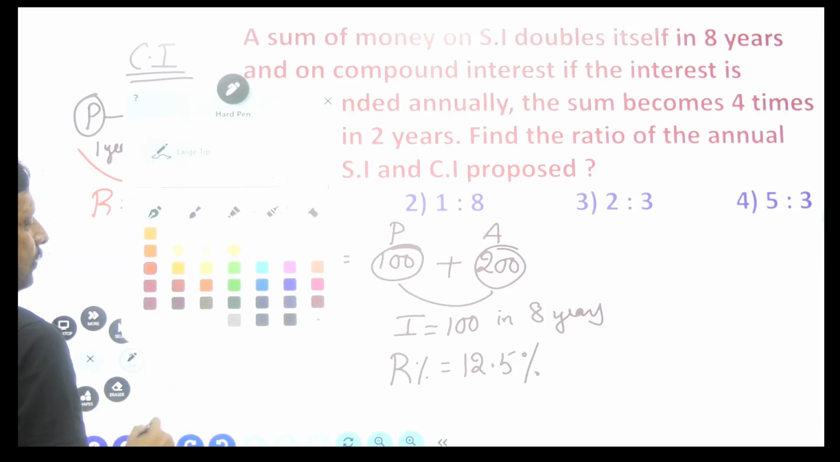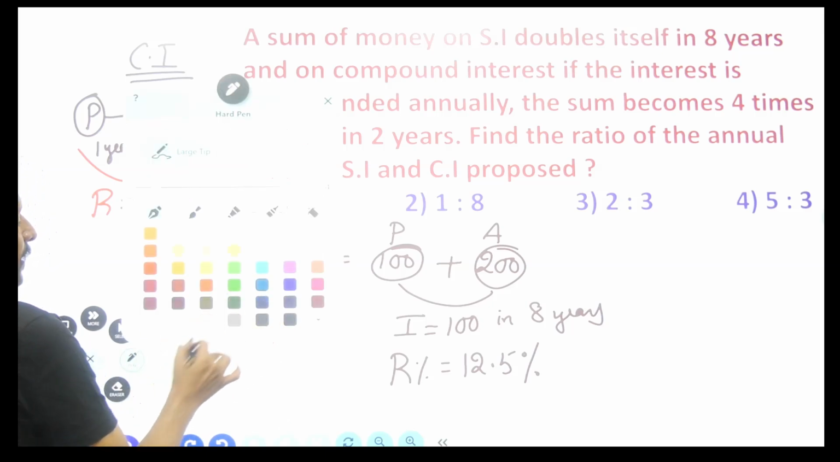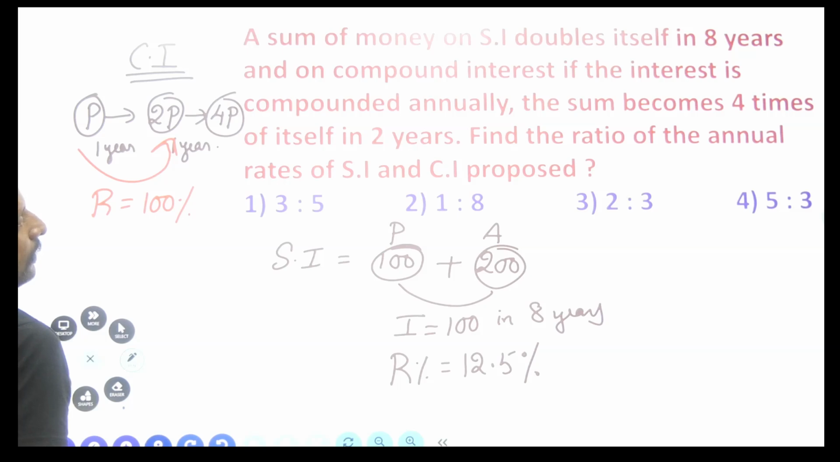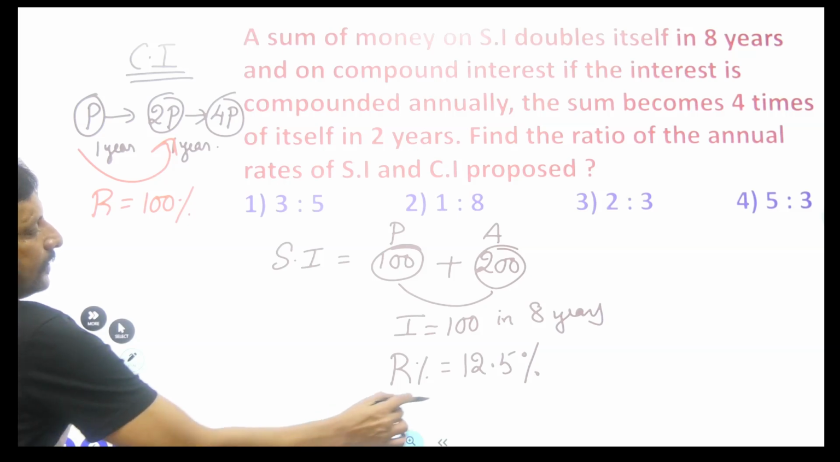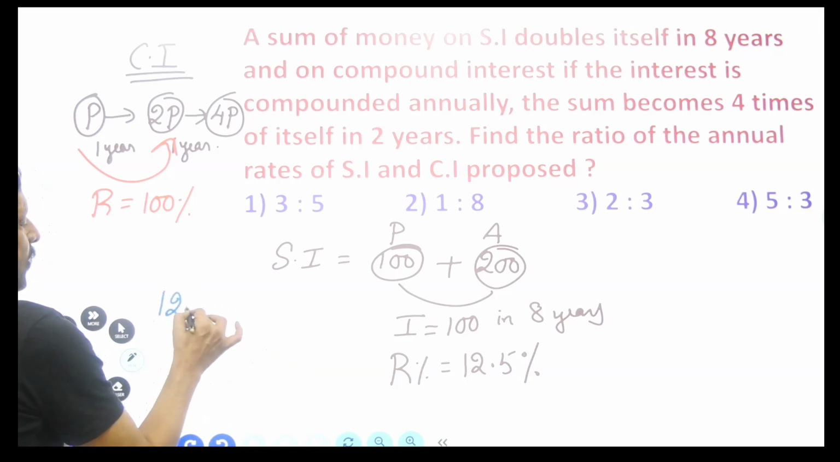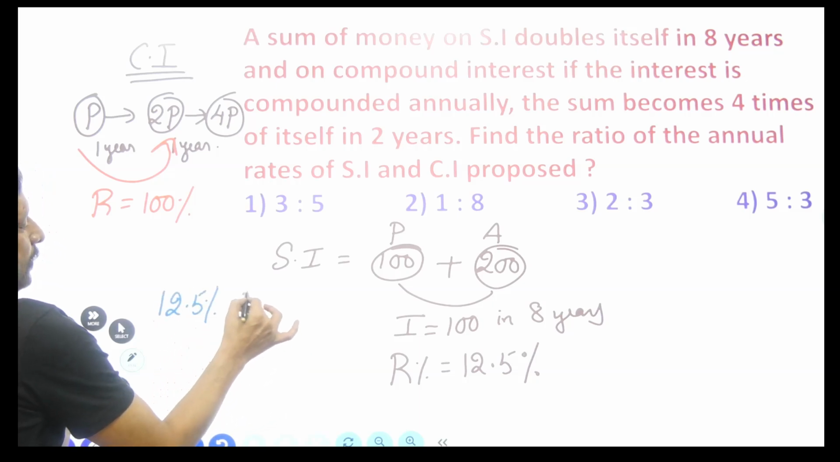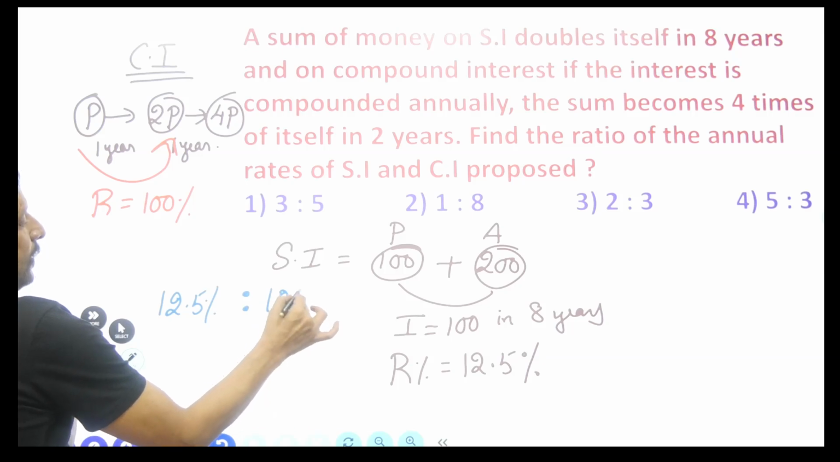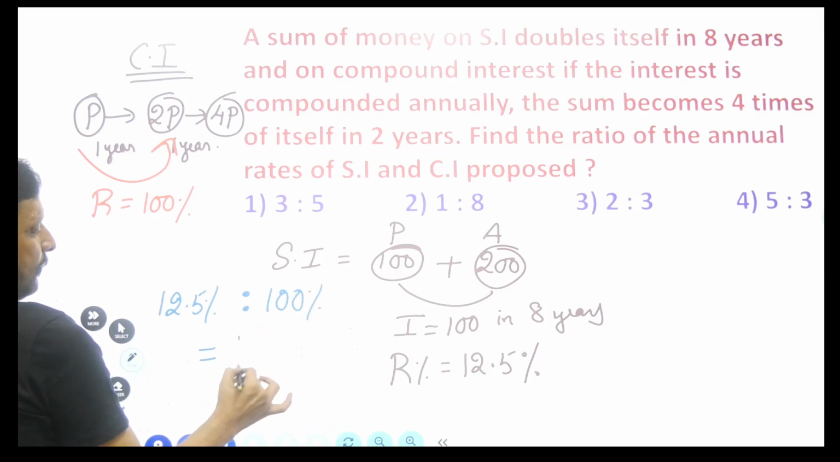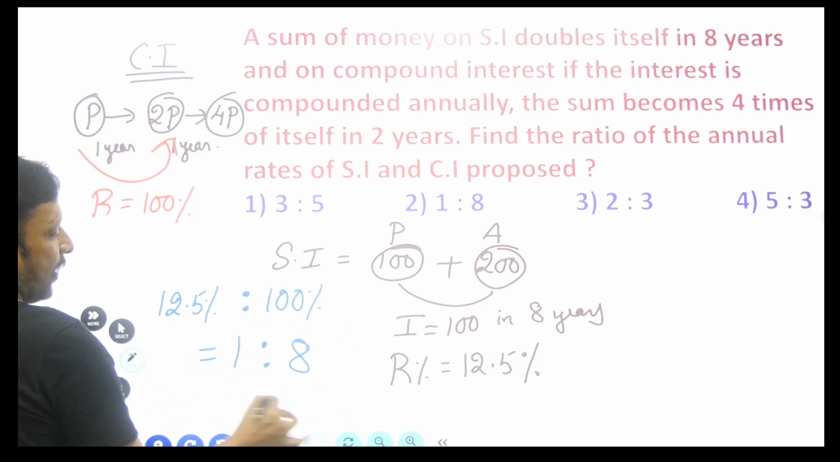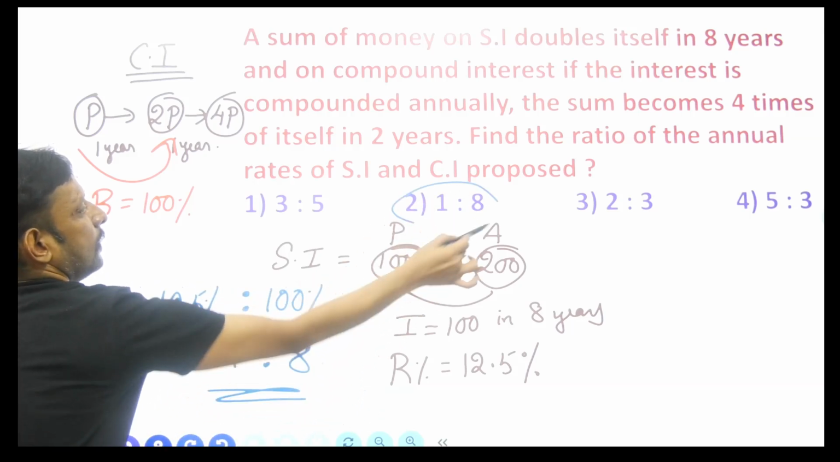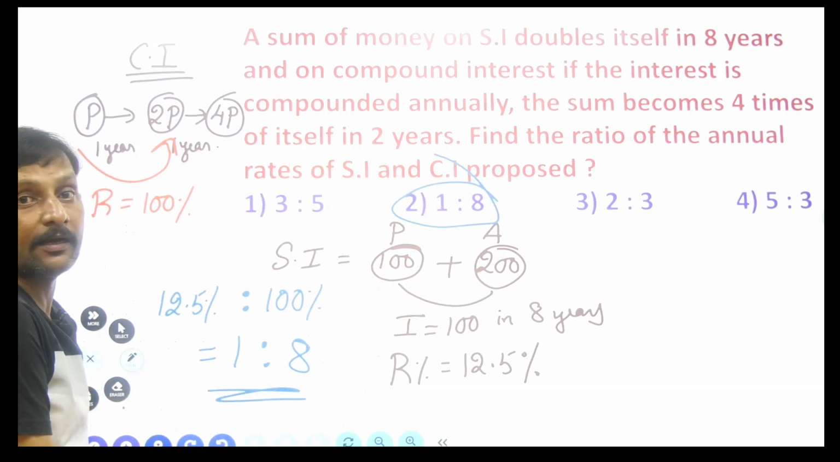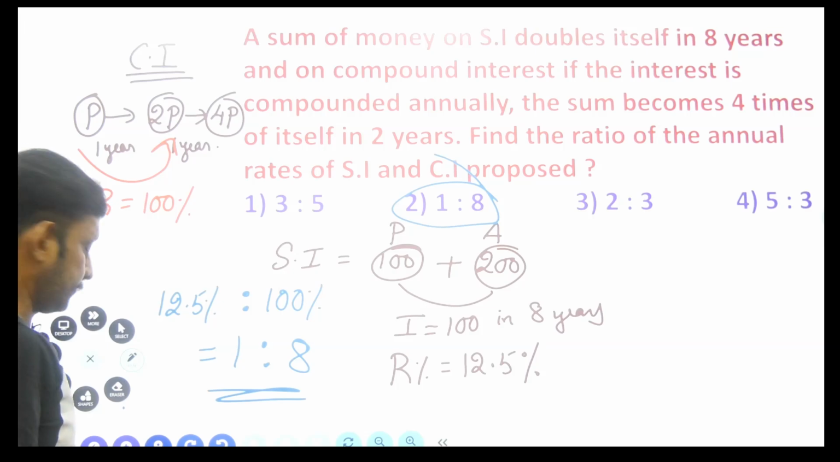Now, the final question is asking about the ratio between the rate of interest of simple interest and compound interest. That means 12.5% is to 100%, which is nothing but 1:8. 1:8 is clearly given in the second option. Okay. Next.